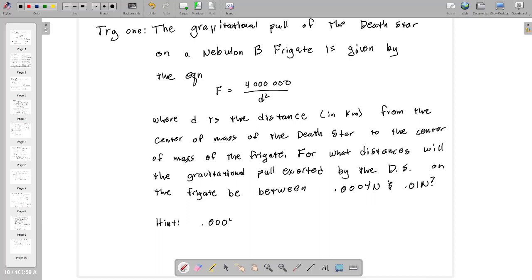We're looking for something that looks like this. F measures the force, so we have that the force is going to be between 0.0004 newtons and 0.01 newtons. So this is the equation that we have set up. And we want to solve for d. You're looking for what distances? You're looking for the distance, and d is the distance within the problem. So you're looking to solve for d in this problem.